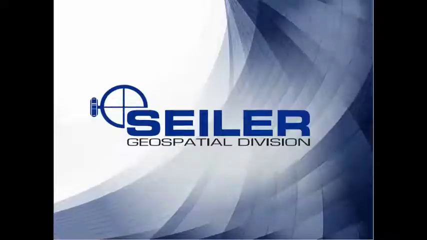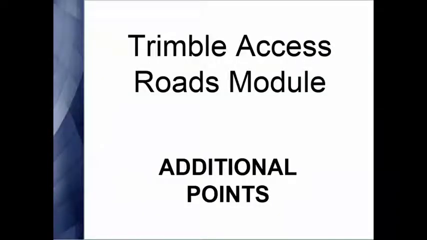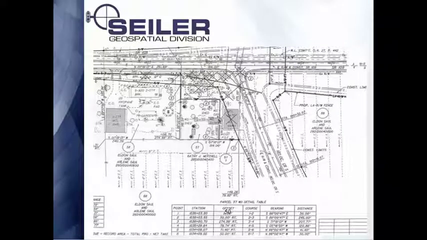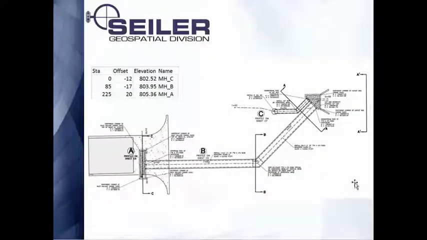Today we're going to talk about a utility within the roads module of Trimble Access called additional points. On a plan set, a lot of times there's a table of specialized locations, maybe a utility layout system map for manholes and inlets. Benchmarks and control points maybe are possibly defined by station and offset. Here's a real simple plan with some station and offsets for some inlets and manholes.